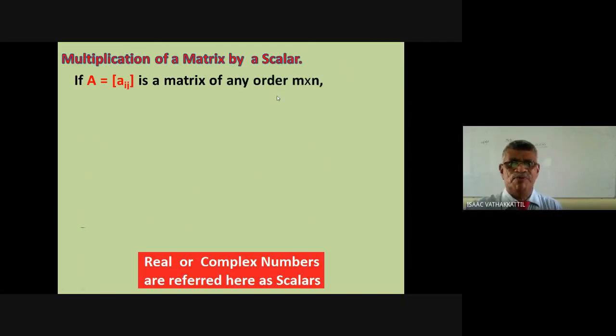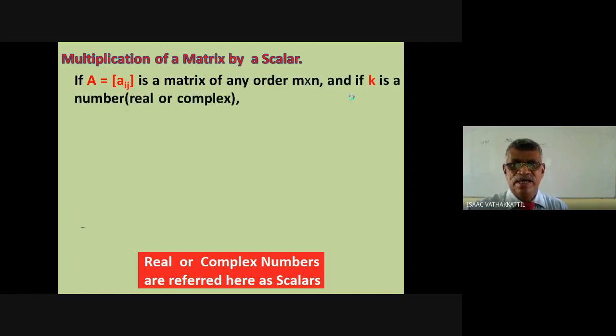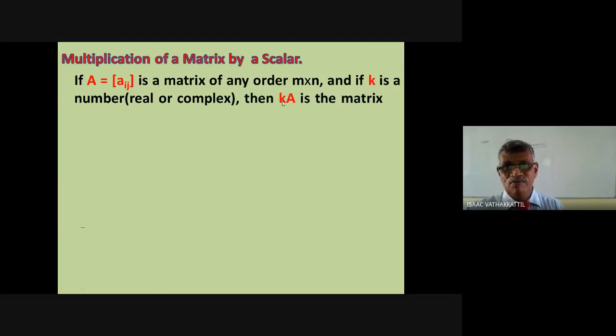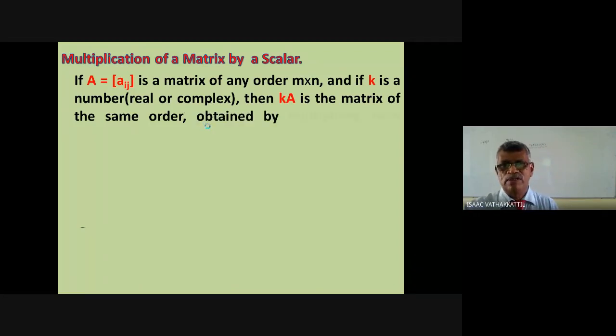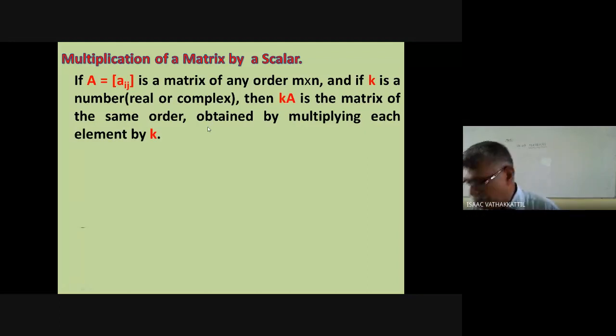Let A be a matrix of order m by n, and k a scalar. That is, k is a number, maybe real or complex. Then kA, remember, kA is not a matrix product, k is a number which we call a scalar here. kA is the matrix obtained by multiplying each element by k. It again will be a matrix of the same order, obtained by multiplying each element by the number k. Okay?